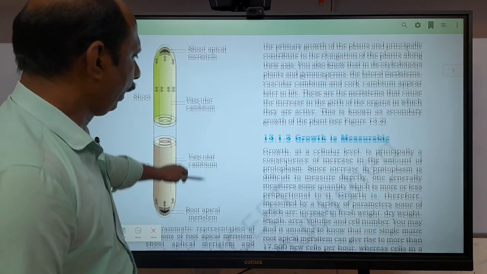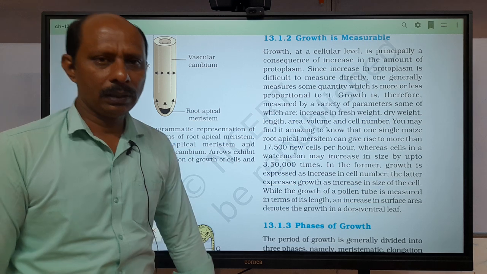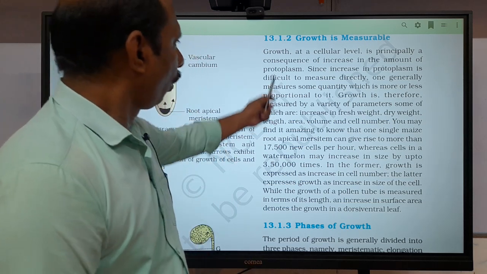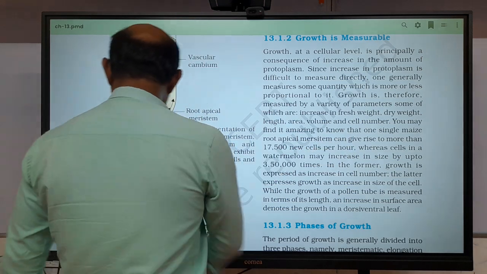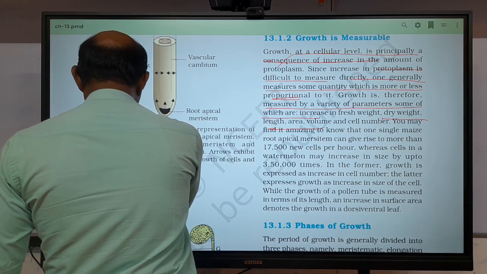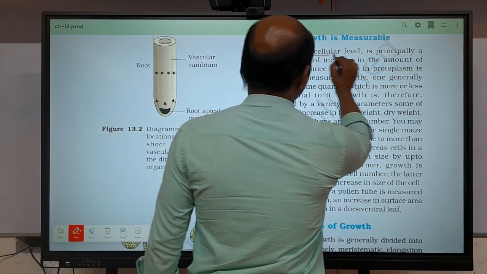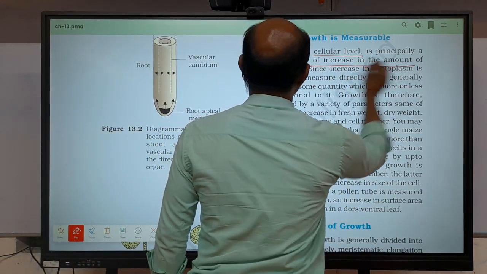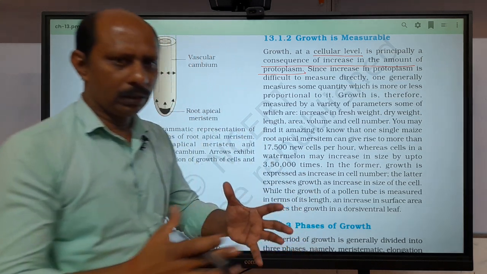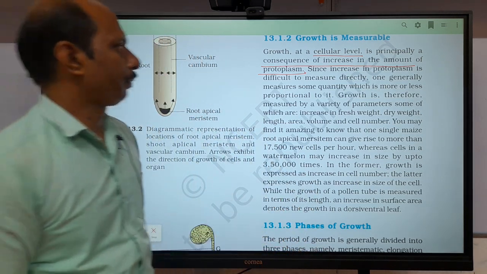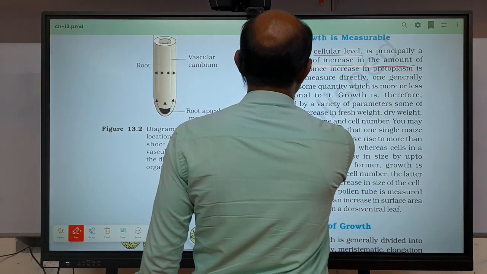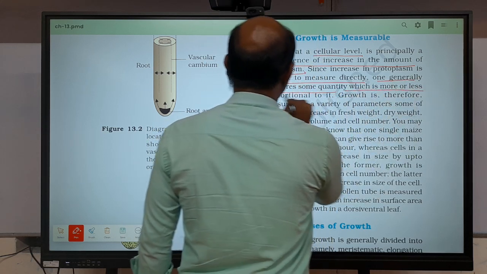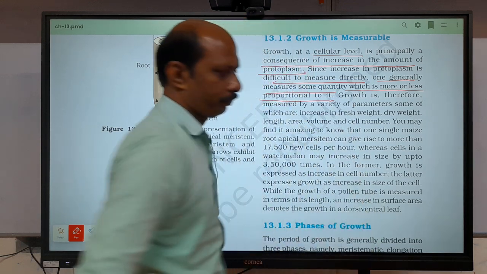Okay. Now here, growth is measurable. Can we measure the growth in plants also? Yes, we can measure. Now here, growth at the cellular level. At the cellular level, growth of a single cell is principally a consequence of increase in the amount of protoplasm. The cell increases in size. Since increase in protoplasm is difficult to measure directly, one generally measures some quantity which is more or less proportional to it.